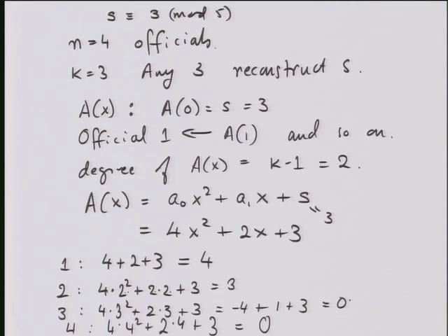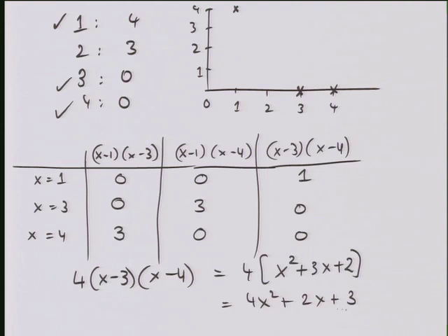4x squared plus 2x plus 3, right? 4x squared plus 2x plus 3. So that's the reconstruction of the polynomial. So once you have the polynomial, what do you do? What's the secret? It's just this, right? It's just 3. Okay, so that's secret sharing.